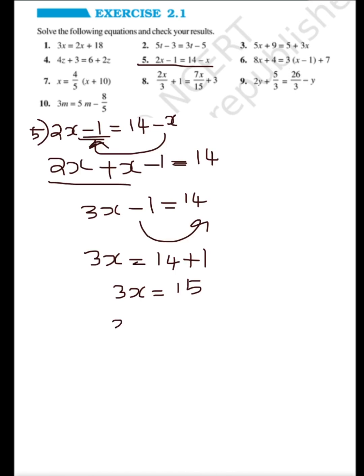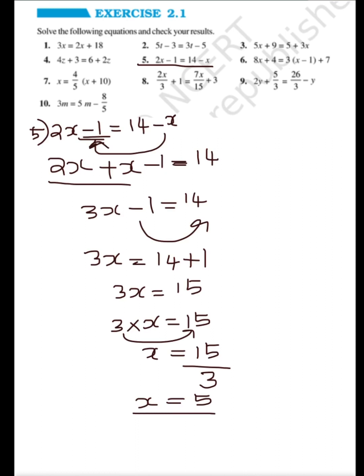Okay. So 3x means what? 3 into x equals 15. So keeping x here and taking 3 to other side will give what? 15 divided by 3. Now what is 15 divided by 3? That is 5. So x equal to 5 will be our answer. Okay. Now let's check it.